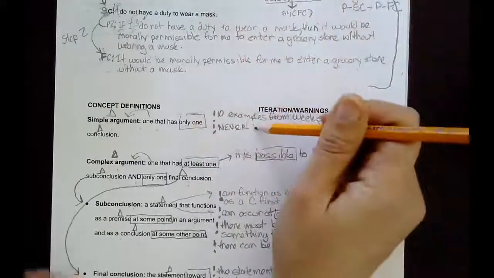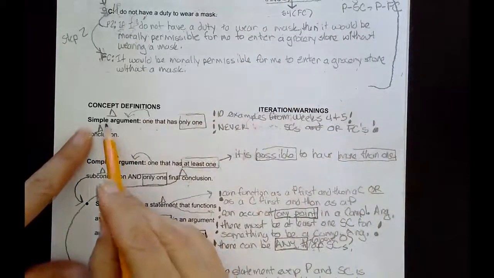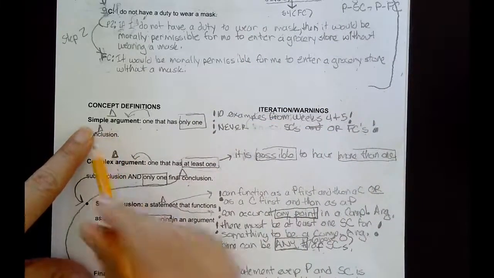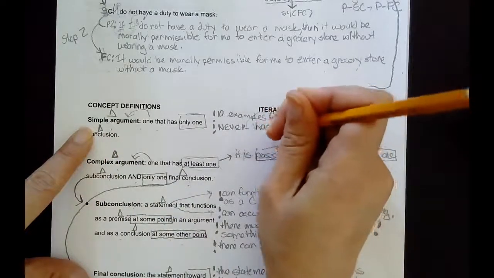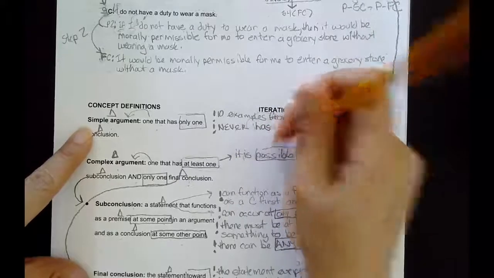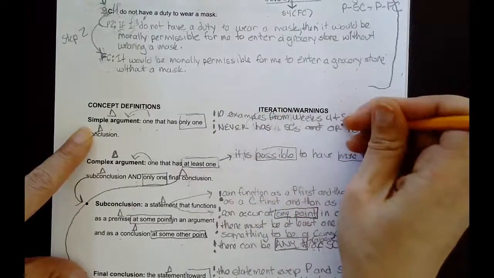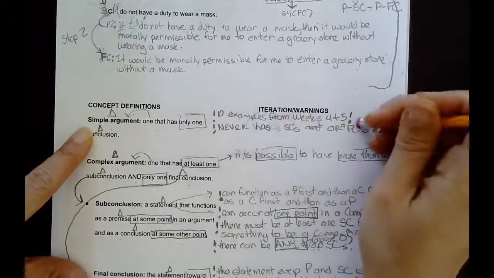So in my mind, I was thinking simple arguments never have, but just to be consistent with the grammar over here, a simple argument never has a subconclusion or never has subconclusions or final conclusions. And here I think it's better and more clear to say or a final conclusion.